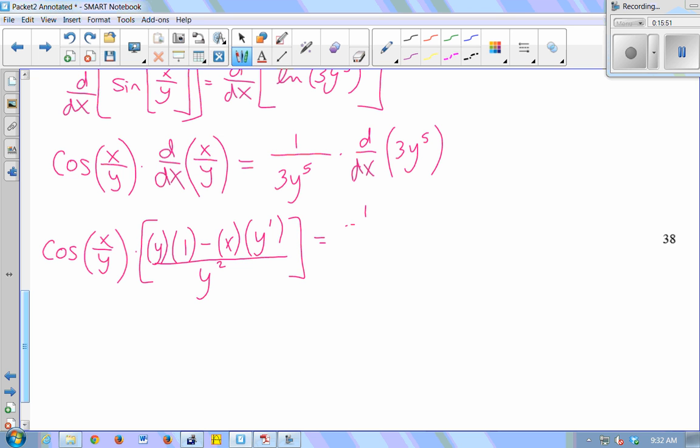Okay, that equals 1 over 3y to the 5th times the derivative of 3y to the 5th. What would that be? 15y to the 4th times y prime. And then we're not going to solve for y prime here. This is just practice taking the derivative of both sides. This is too ugly to solve for y prime.